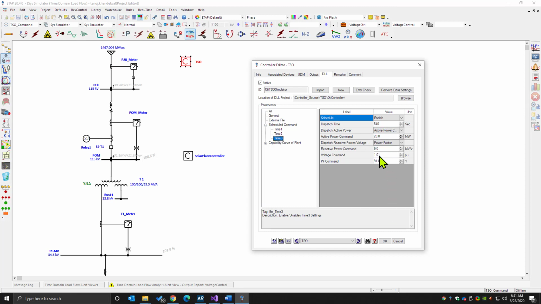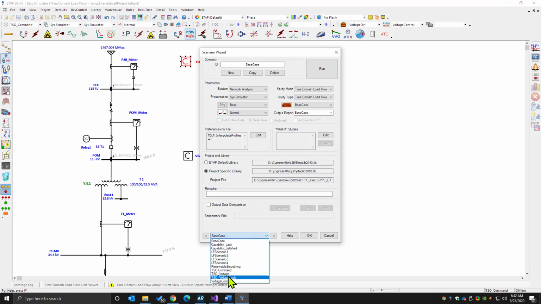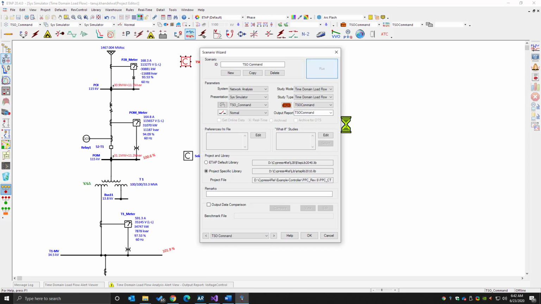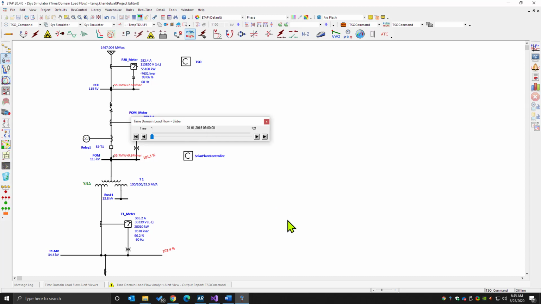And this essentially includes our 91% dispatch with our reactive power and active power command as we saw in our timeline. So let's go ahead and run this simulation. We'll bring up our scenario for TSO command and press run. Once the calculation is completed, we can bring up our plot. In this case, we're going to bring up the plot for our point of interconnection and see the results for real and reactive power both.